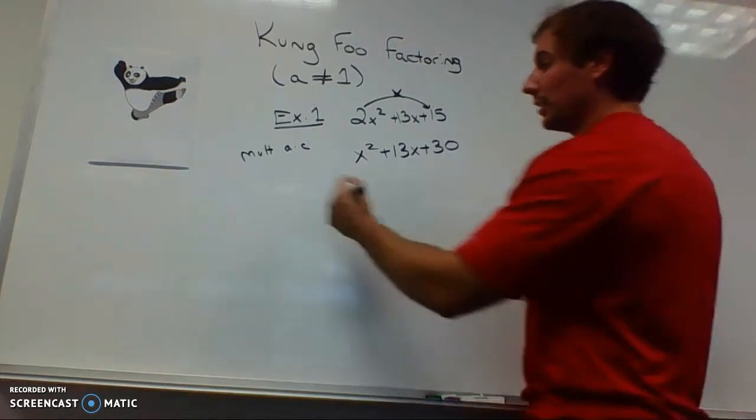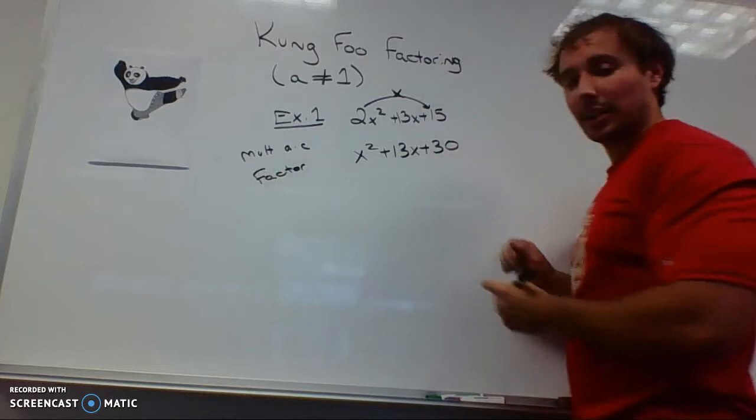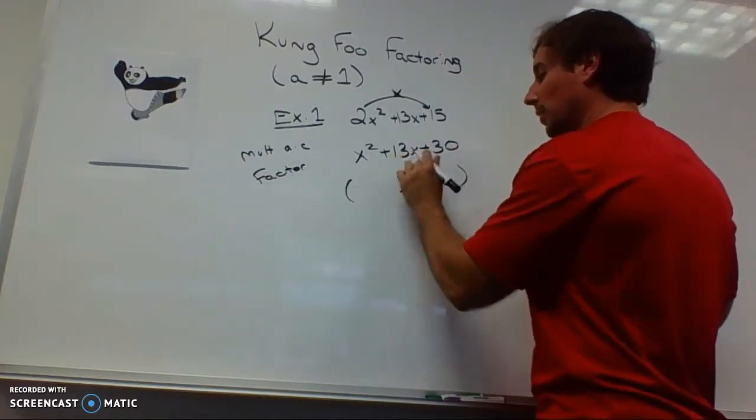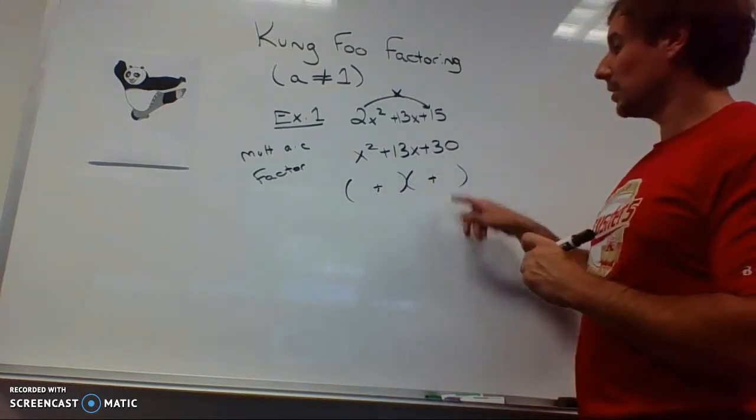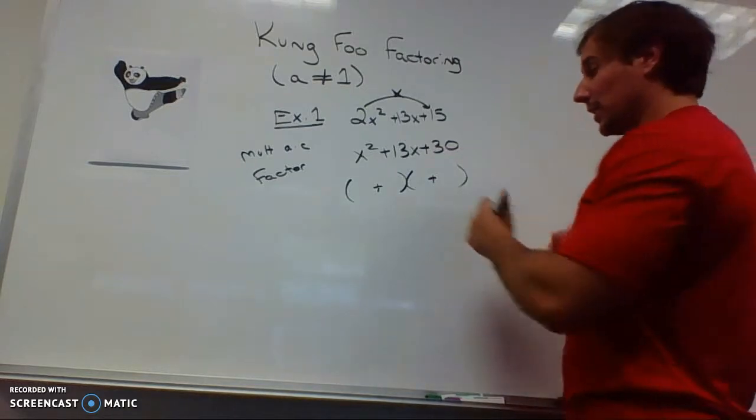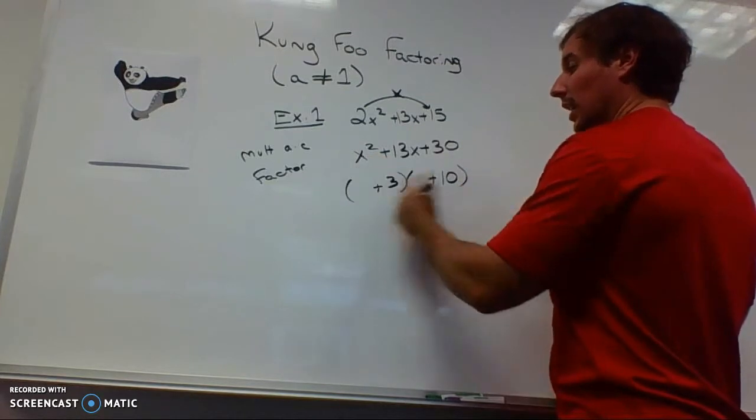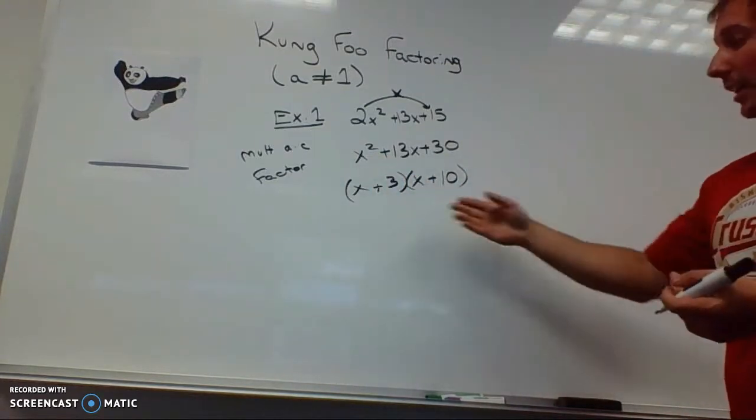So we can go ahead, step 2, and we can factor this now because we already know how to do this. So I'm going to draw my two sets of parentheses. Both of my signs are plus. What multiplies to be 30 and adds to be 13? That would be 10 and 3. x times x is x squared. And I factored it.